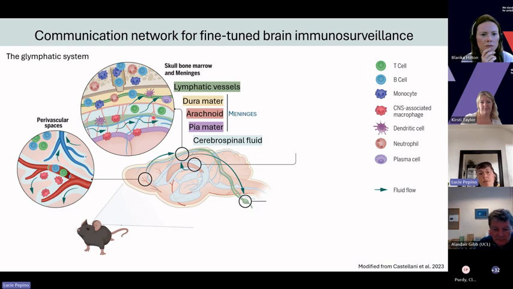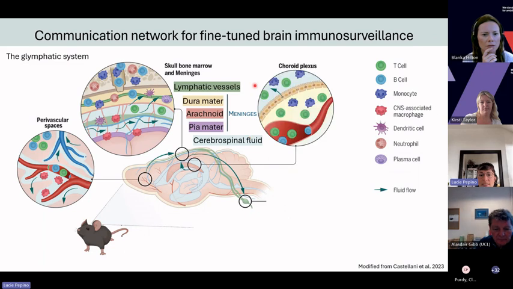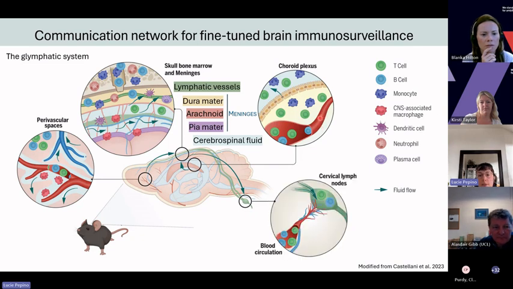Then you have the arachnoid mater in between, and the innermost layer that is directly against the brain parenchyma, the pia mater. And so the CSF, the cerebrospinal fluid, is secreted by the choroid plexus, another entry point for immune cells, and these immune cells can then migrate to cervical lymph nodes.